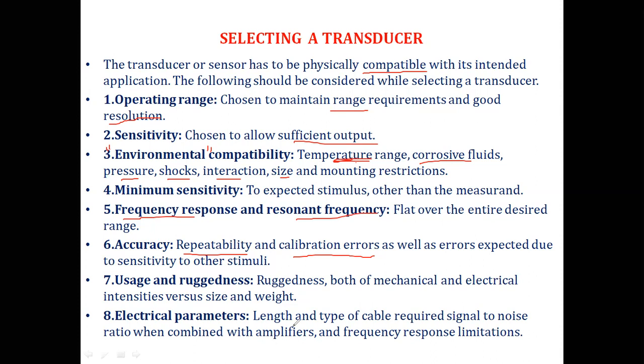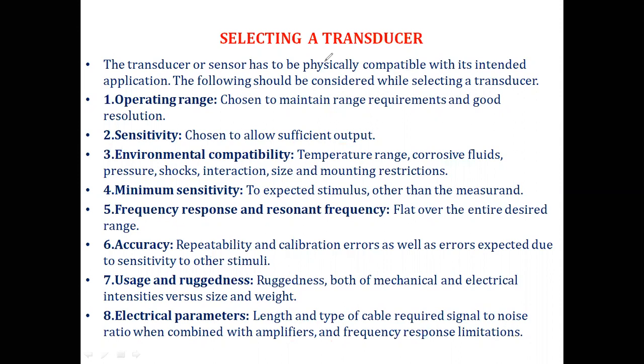Electrical parameters, length and type of cable requirement, signal to noise ratio is also important when combined with amplifiers, frequency response limitations also. All these parameters should be considered whenever we are selecting one transducer, that is operating range, sensitivity, environmental compatibility, minimum sensitivity, frequency response and resonant frequency, accuracy, usage and ruggedness, electrical parameters like that.